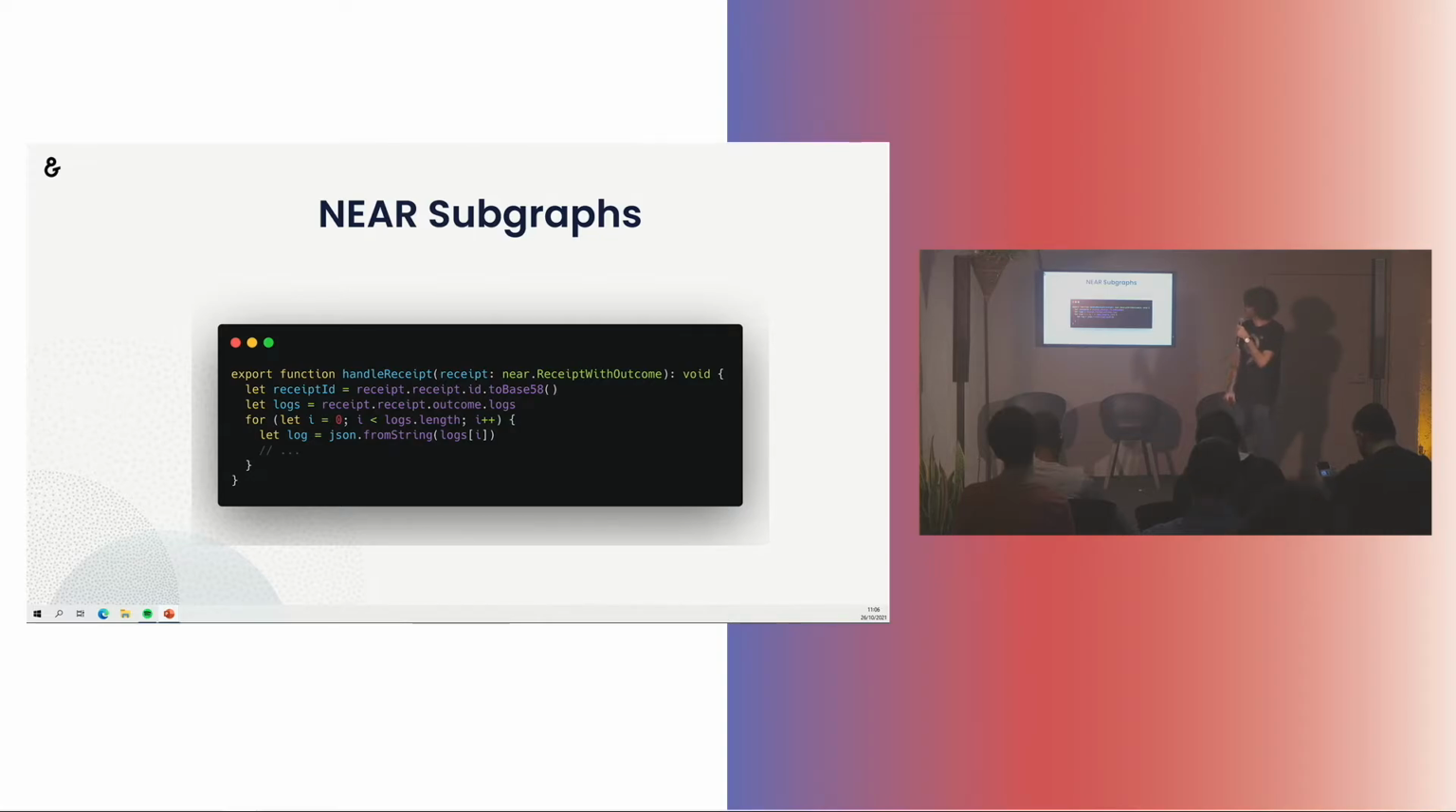Here's an example handler, a handler for a receipt. You can grab the receipt ID, and to illustrate one very common use case, which is to parse the logs, you can parse the receipt logs. Very commonly, people put JSON in the logs, some structured data, and you can parse those and do whatever you want with them. Use your payload to create the entities.